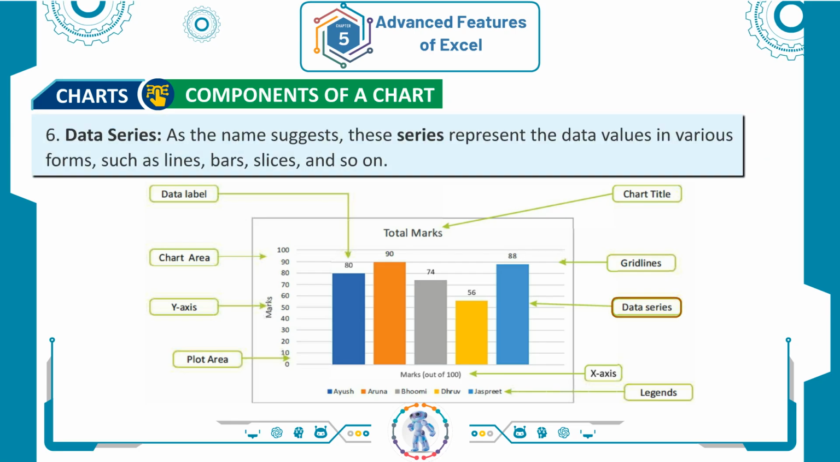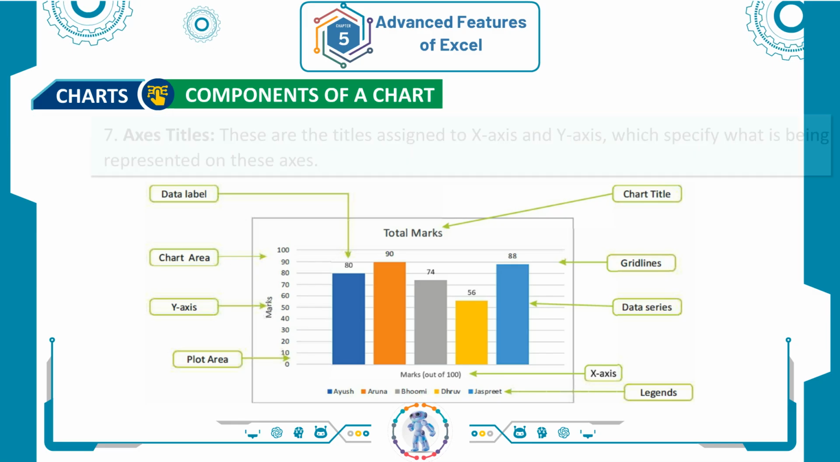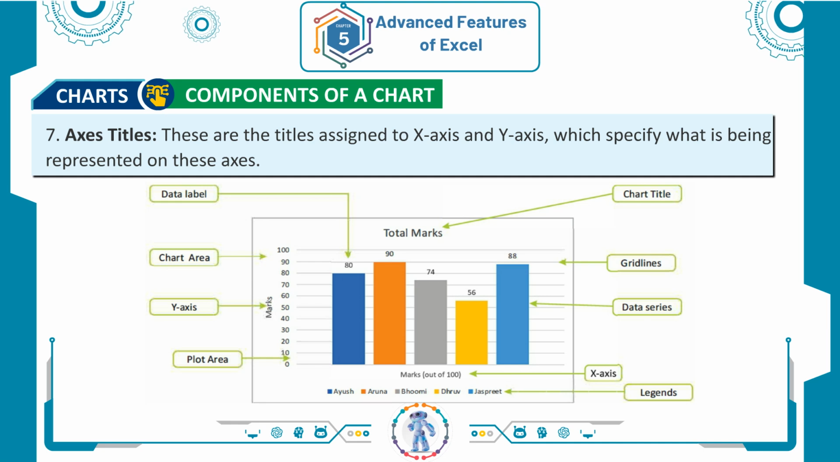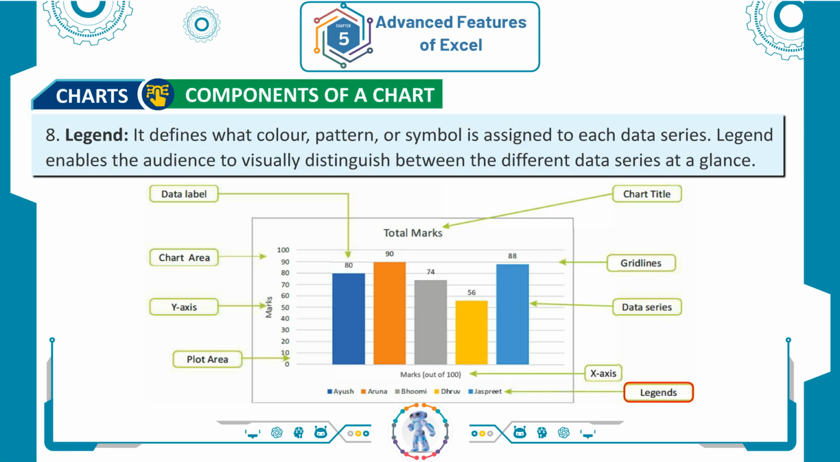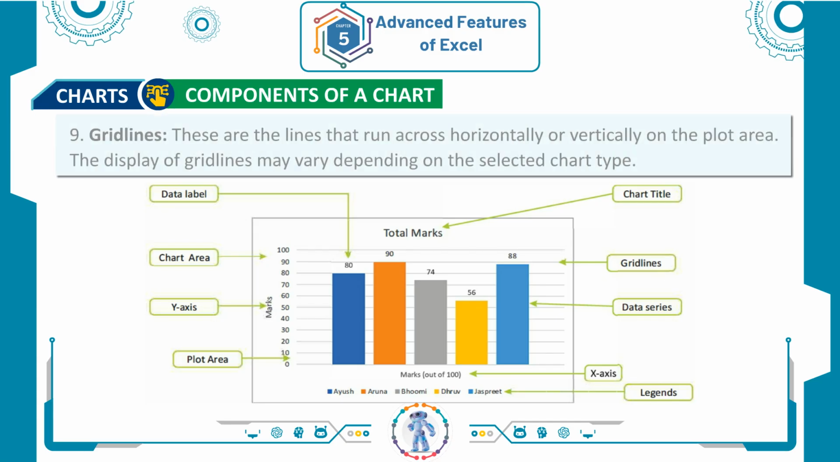6. Data series. As the name suggests, these series represent the data values in various forms, such as lines, bars, slices, and so on. 7. Axis titles. These are the titles assigned to x-axis and y-axis, which specify what is being represented on these axes. 8. Legend. It defines what color, pattern, or symbol is assigned to each data series. Legend enables the audience to visually distinguish between the different data series at a glance.